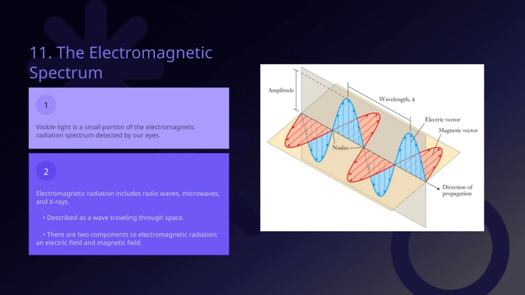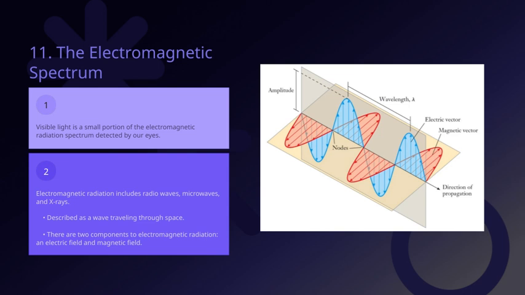Now let's take a closer look at electromagnetic radiation. There are two key components to it, an electric field and a magnetic field. These two fields work together and are perpendicular to each other, forming what we call a wave. This wave travels through space, carrying energy from one point to another.